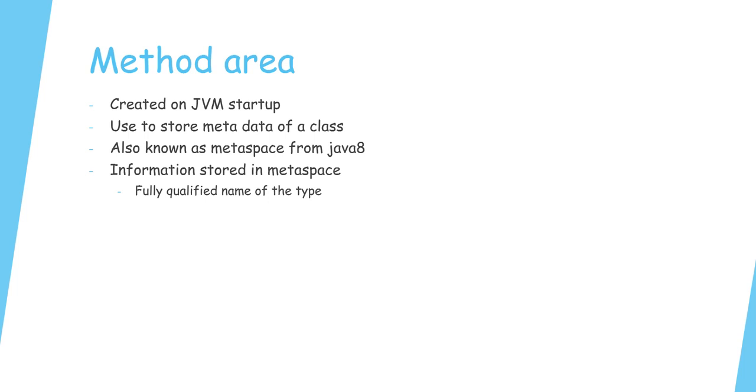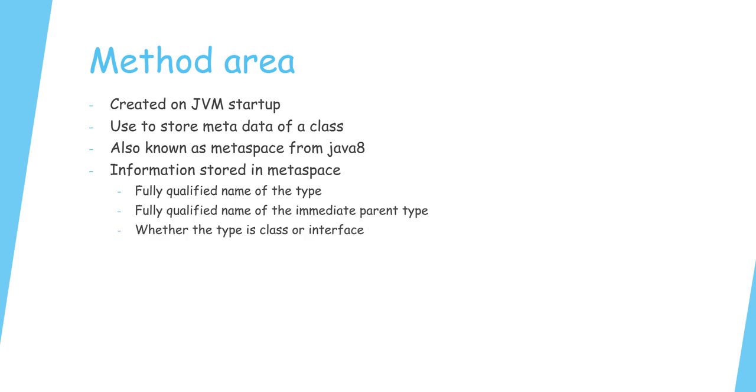If we take the example of the Employee class which we have seen earlier, it belonged to the com.example package. So the class loader will store the fully qualified name for Employee like com.example.Employee in the metaspace. It also stores the fully qualified name of the immediate parent class. It also stores whether the type is a class or an interface. It also stores whether the type access modifier is public, abstract, or final.